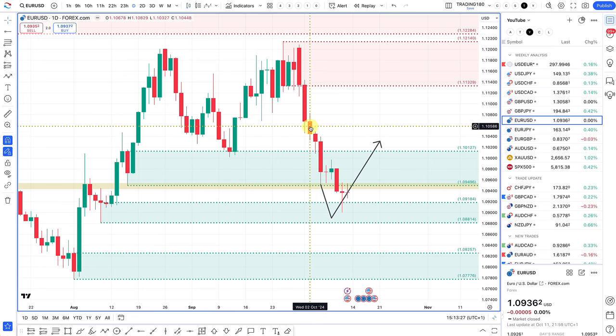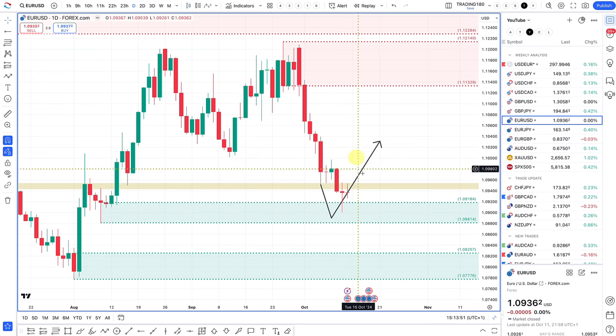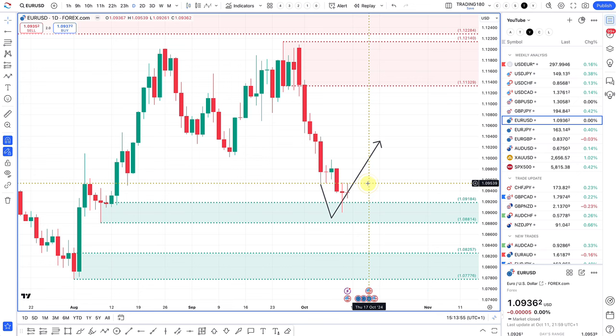So we have, on one hand, the Federal Reserve and the market pricing out aggressive cuts for the Fed. And at the same time, we've got the European Central Bank and the market pricing in more cuts. This is the reason why you've seen prices move to the downside over the past few weeks, since the end of September. There's no technical analysis that's going to stand in the way of fundamental and risk sentiment analysis.